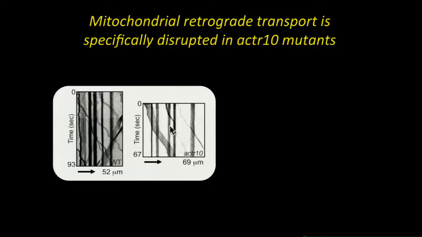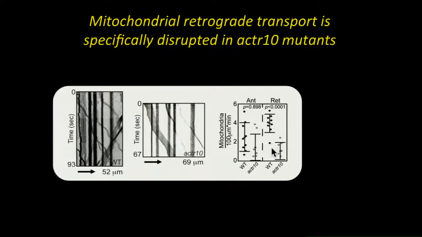Now, what I hope you notice when you look at the ACTR10 mutant kymograph is that while we have anterograde traces, we lose retrograde mitochondrial transport. We can quantify this by looking at the number of mitochondria moving in either direction. If you look in the anterograde direction, you see no difference between wild type and mutant in the number of mitochondria moving. And when you look in the retrograde pool specifically, you see this strong reduction in the number of mitochondria that can be moved in the retrograde direction in the absence of ACTR10.